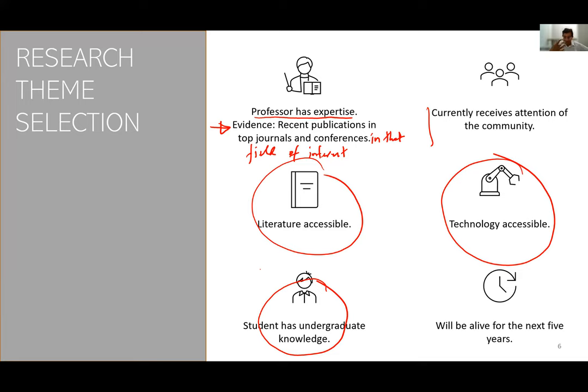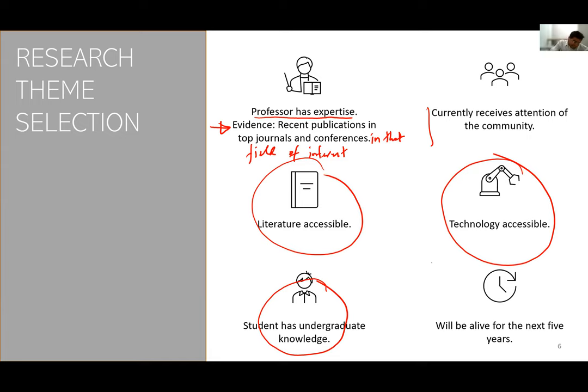So like that, based on the undergraduate knowledge, whether you think it is relevant or not, it's extremely important to have the undergraduate degree in the area of research. I'm not saying that there cannot be any exceptions, but this is very important.